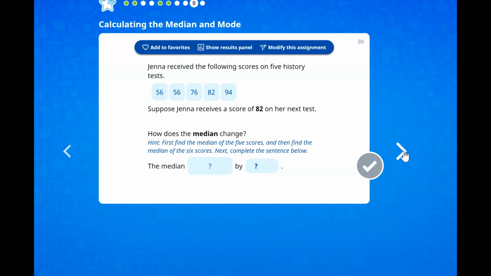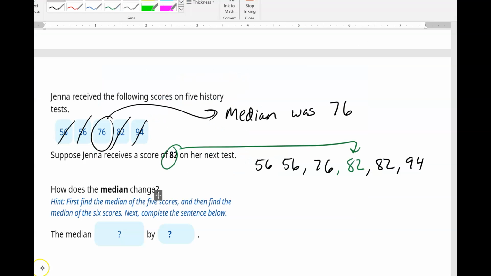And then we'll get to a question like this, where it says, okay, here are her initial scores where she received a 56, a 56, a 76, an 82, and a 94. Okay, so what's the median here? All right, well, see you later to those 2, see you later to those 2. It was 76. So now she got another 82. So you'll see I wrote out the set again, but I included another 82.